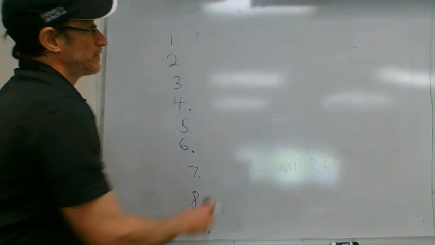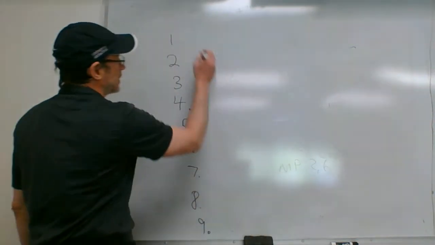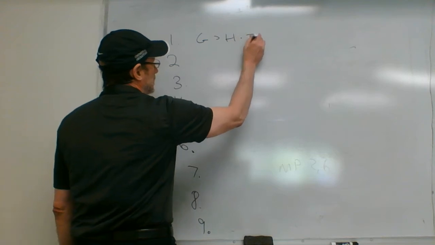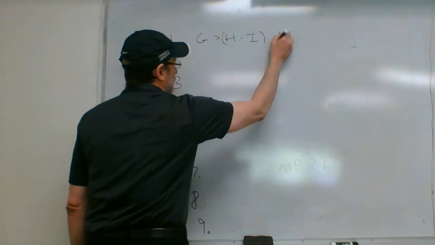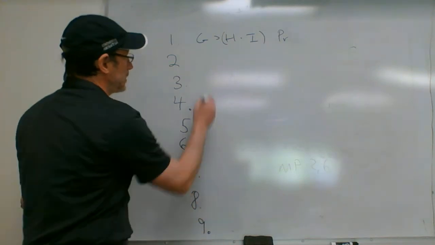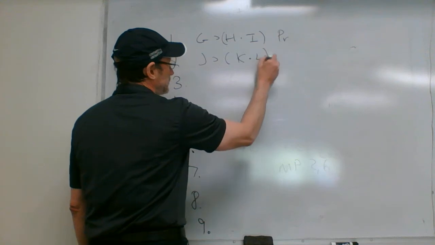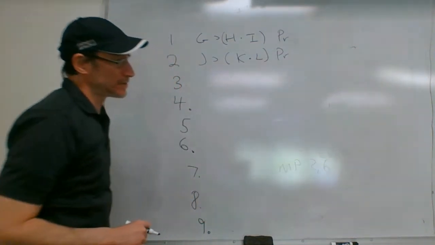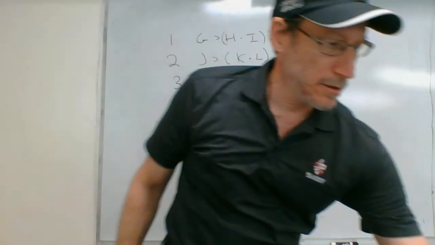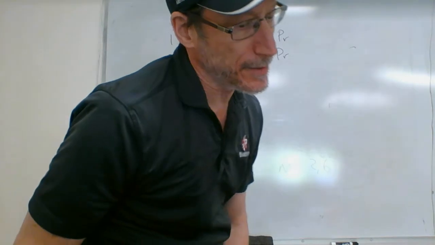Let's see here. We've got G horseshoe H dot I. This is the premise. We have J horseshoe K dot L. That's the premise. And we have, let me just check this out here. We have H wedge K.